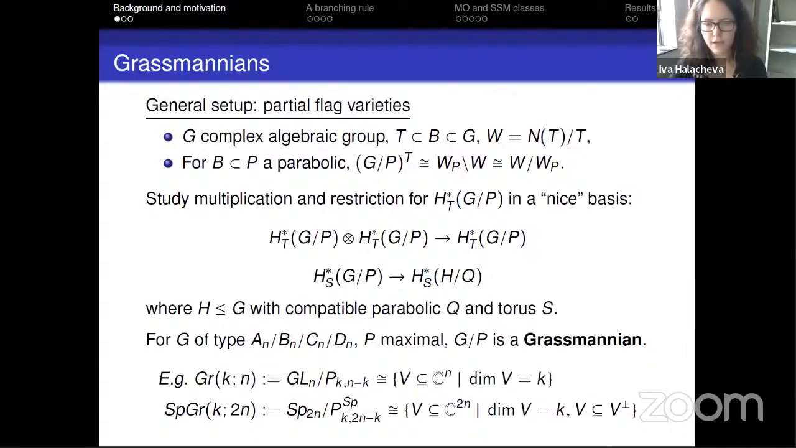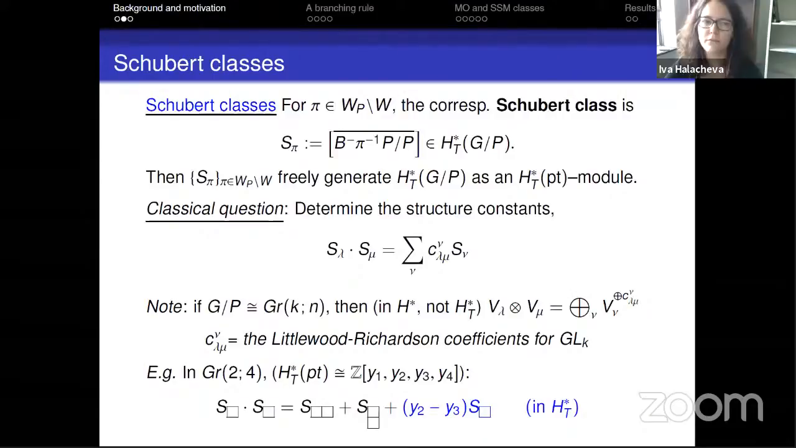Okay, so now that I've set the stage, let me talk about this nice basis that I mentioned we want to consider for the cohomology of a partial flag variety. This is the basis of Schubert classes. Let's take any of the torus fixed points of our partial flag variety. Going back to the general setting, then a Schubert class indexed by that point is given by the B minus orbit of the P inverse point in the partial flag variety. B minus here just denotes the opposite Borel for the Borel B. We take the closure of this orbit, and the class for this variety is called the Schubert class, indexed by pi. As I promised you, these Schubert classes really generate the equivariant cohomology of the partial flag variety as a module over the equivariant cohomology of a point.